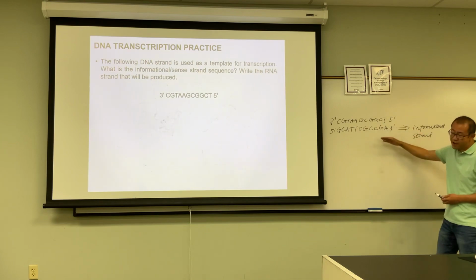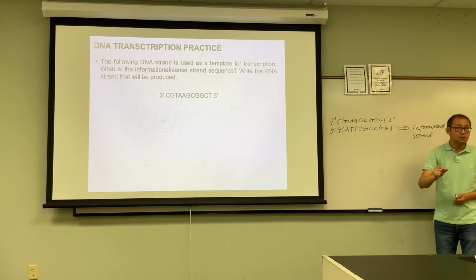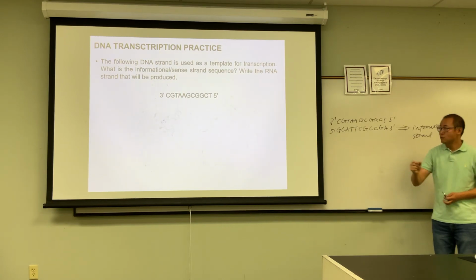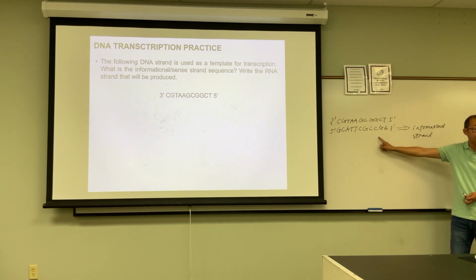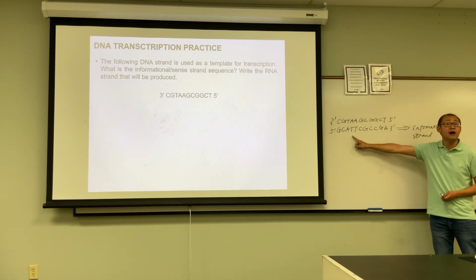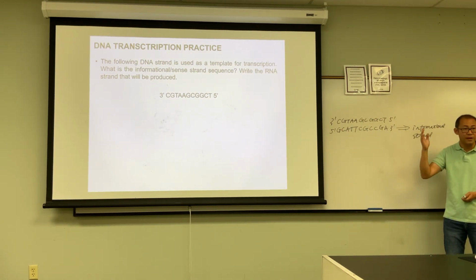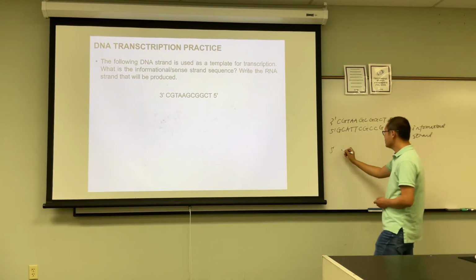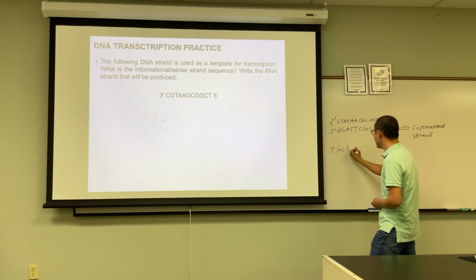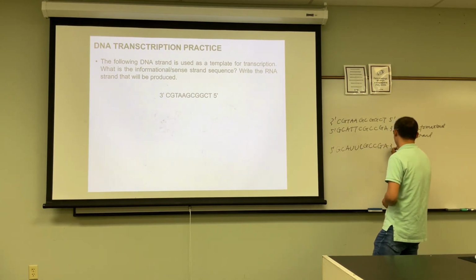You can make a paired one with that template. Or an easier way is to simply use the informational strand and write the same sequence, except replacing T with U. That's easier because you just write from left to right. You don't have to make pairs. So the RNA will look like, again, 5', G, C, A, U, U, C, G, C, C, G, A, 3'.